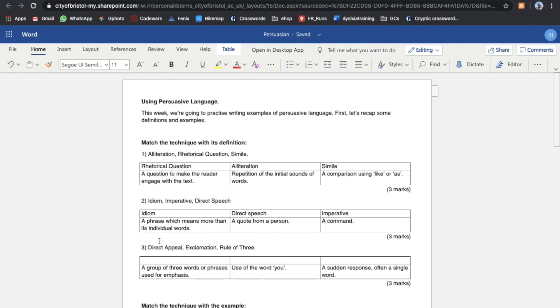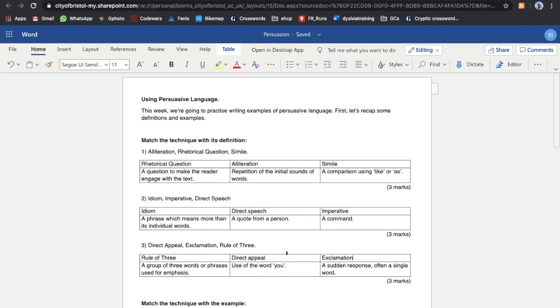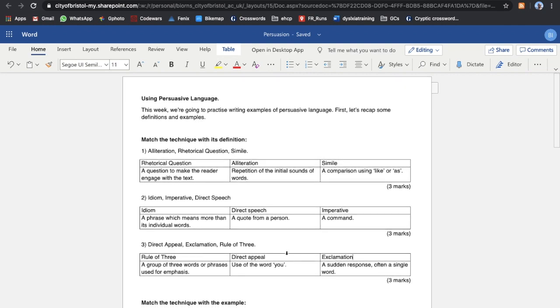Finally then, for section 3, a group of 3 words used for emphasis is rule of 3. Use of the word you is direct appeal. We're talking directly to the reader when we use this technique. And finally, exclamation is a sudden response, often a single word. So let's look at the next section.